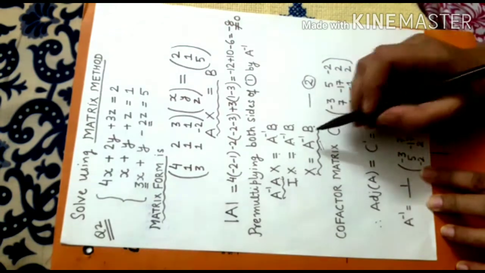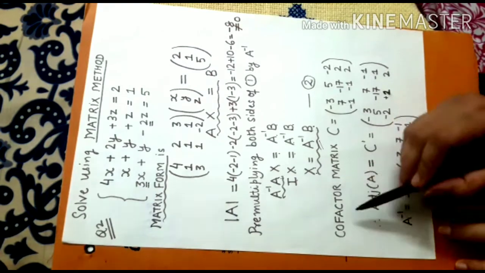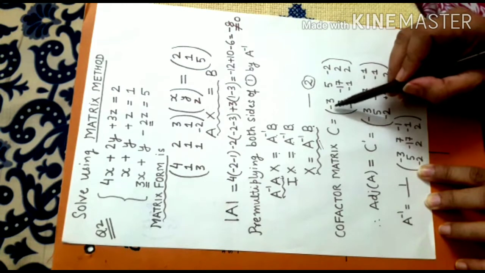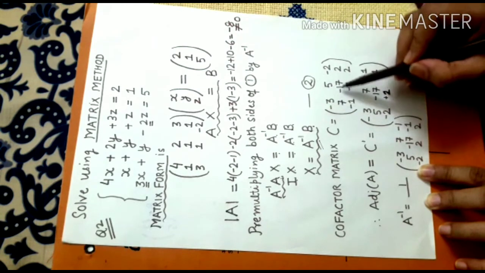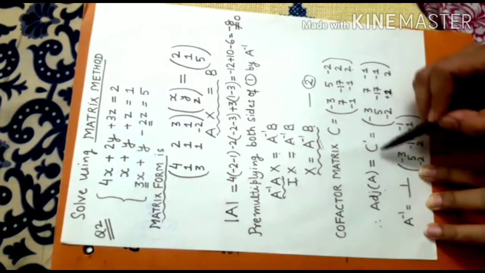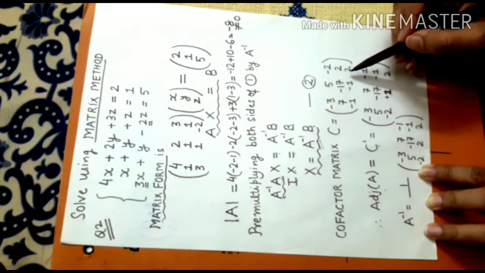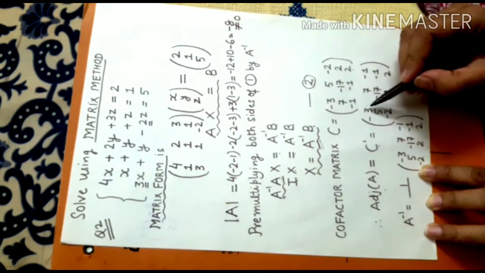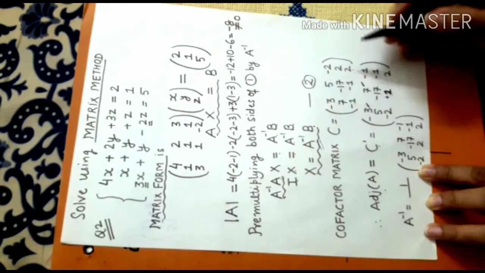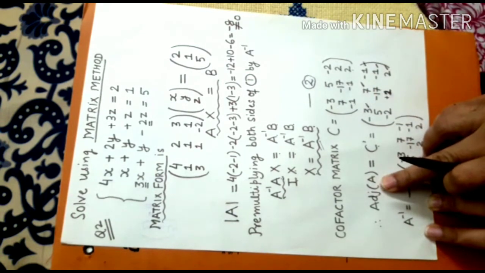So in order to find out the inverse of the matrix A, I need to find out the adjoint. So for that, we find out the cofactor matrix. So cofactors are -3, 5, -2, 7, -17, 2, -1, -1, 2. Adjoint is the transpose of the cofactor matrix. So here in this matrix, interchange the rows and the columns. So first row will become the first column, second row will become the second column, and third row will become the third column. So this matrix is the adjoint of the matrix A.